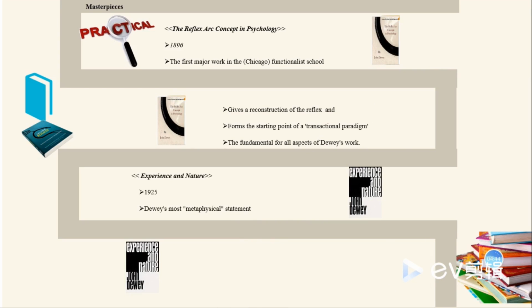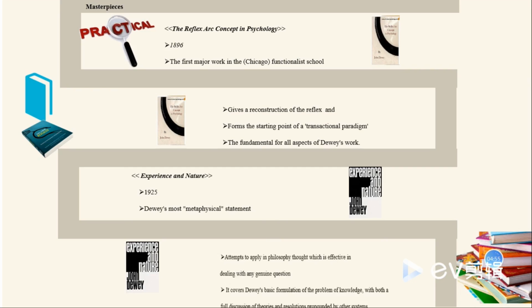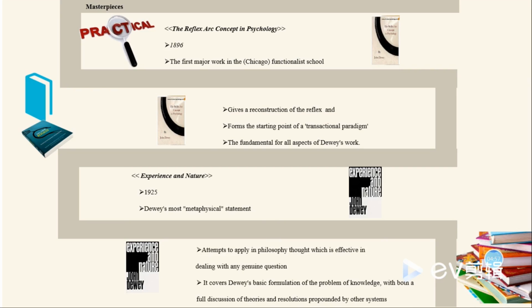The second masterpiece is Experience and Nature, which was published in 1925. And this is Dewey's most metaphysical statement. This work attempts to apply in a philosophy thought which is effective in dealing with any genuine questions. It covers Dewey's basic formulation of the problem knowledge with theories and the resolutions propounded by other systems.